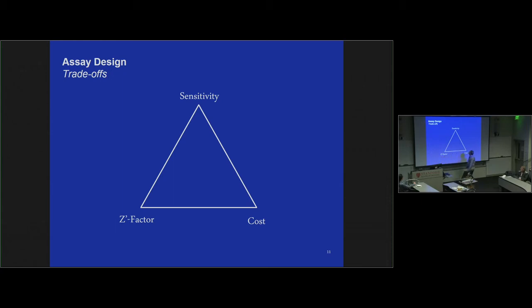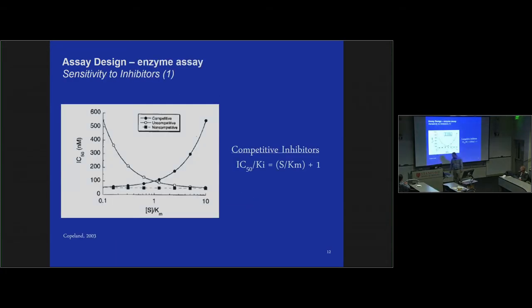Not to belabor the point, but often when developing assays for HTS, there are trade-offs. There are trade-offs between how good your assay is, measured by Z prime factor, how sensitive it is to inhibitors. You can make an assay that has a terrific Z prime factor by making it very insensitive to inhibitors, for instance, in enzyme assays, and cost. And those all have to get balanced. So I'm going to cover both cell-based and purified enzyme assays, but I'm going to start with the latter and talk about substrate concentration first.